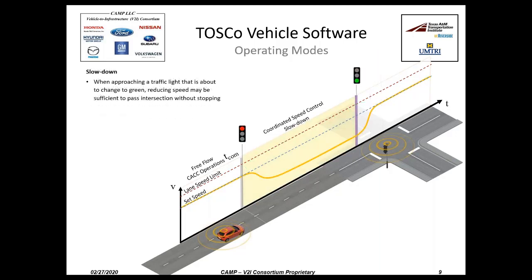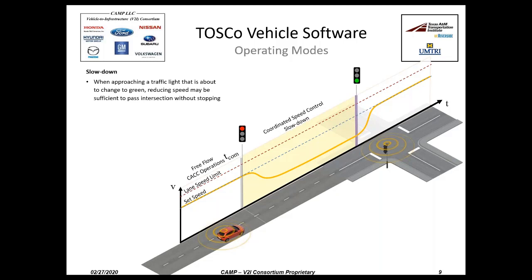The next TOSCo operating mode is the slow down operating mode. The conditions that lead to this decision for a TOSCo vehicle are such that the vehicle enters communication range and determines that it currently will not arrive within the green window. As depicted here, it's determining that the signal is currently red as it enters communication range, and it will turn green at some point in time, and it aims to arrive at the stop bar the moment the signal turns green to help increase the number of vehicles that can go through that lane.